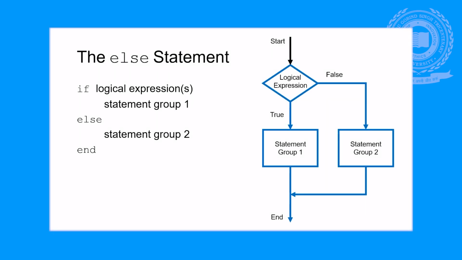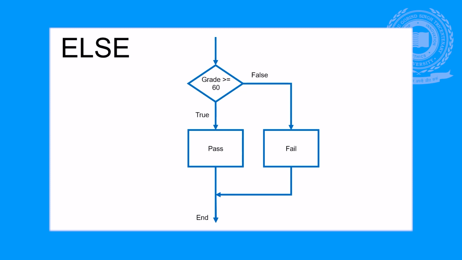So here is the structure of a flowchart of the else statement. Again, we start our program with an input and evaluate that input with a logical expression, and if true, statement group 1 is evaluated and the program ends. Now unlike the if statement, if this logical expression is false, a second statement group can be evaluated before the program ends. So now let's look at our flowchart that we are going to implement in MATLAB.